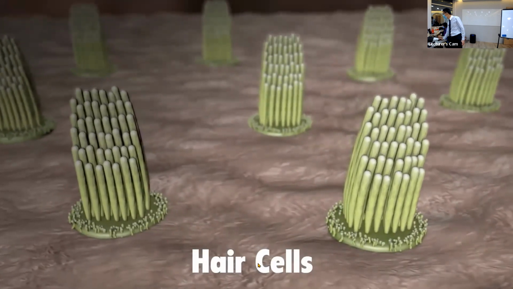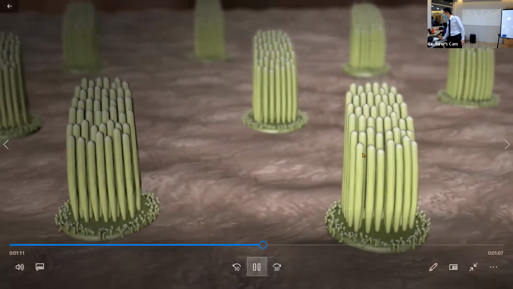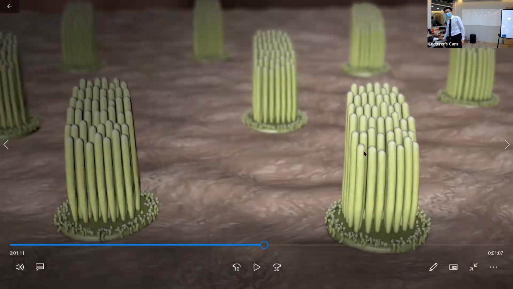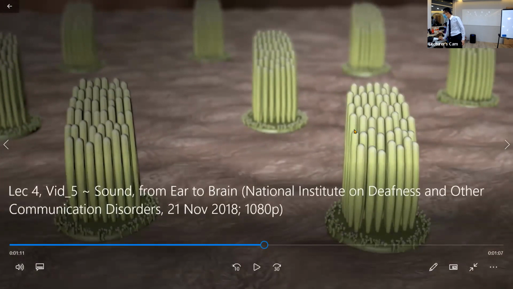The hair cells inside the cochlea. What is not shown here is that there are actually even tinier structures that maintain the structure. So there are fine lines connecting all these hair cells. So if one hair cell moves, it will pull the others along. So they work in a concerted effort.